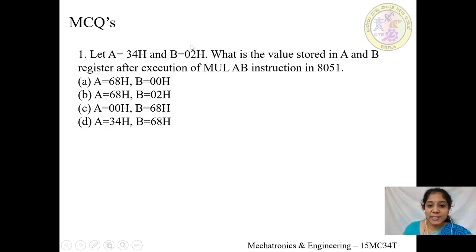What happens in a multiply instruction? After multiplication, the lower byte will be stored in the accumulator and the higher byte will be stored in the B register. So after multiplication, you will get 34 into 2 is 68, that is the lower byte, and the higher byte will be 0. So option A is the correct answer.